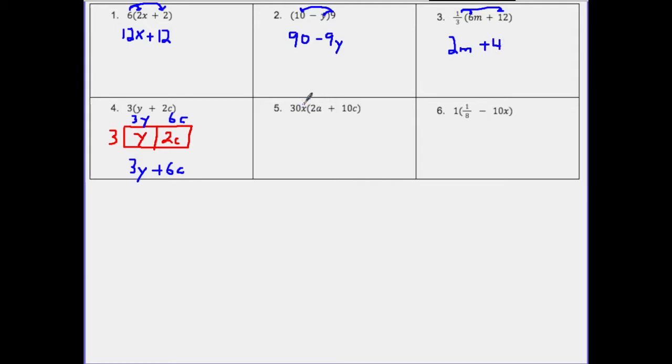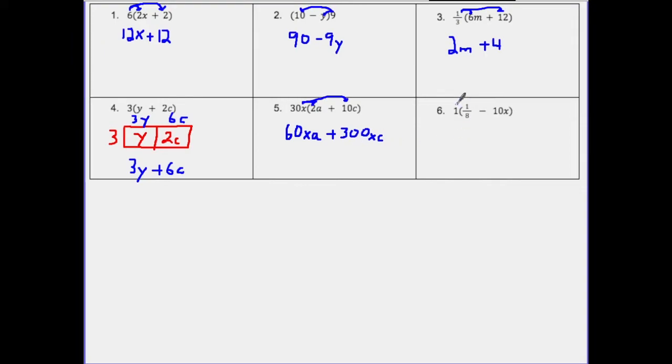All right, next one, 30x times 2a. So 30 times 2, we're going to multiply the numbers together. Remember, when we multiply, we can get all these things together. X times a we can't do, so we're going to write 60xa. Or you can write 60ax, either order. Same thing for when we have c. 30 times 10 is 300. And then we have x and c, so we have to just put them next to each other. And there's no like terms here, so I can't add these together. Do not add them together and say 360.